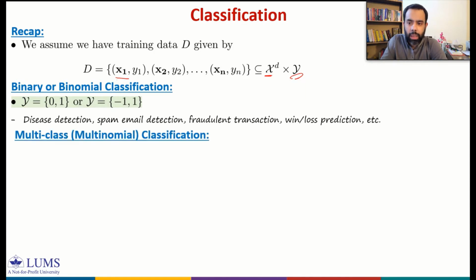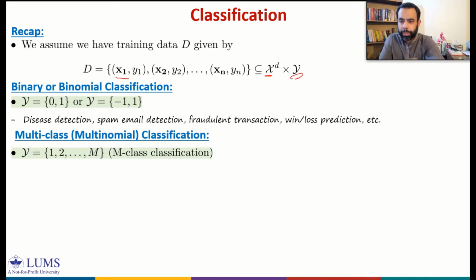For multi-class classification, in this set Y we can have m values, or Y can take any of these m values, or we say we have m classes. For a given training input, we want to build a classifier that can assign a label to the input, and that label can take any value from 1, 2, 3 to m.